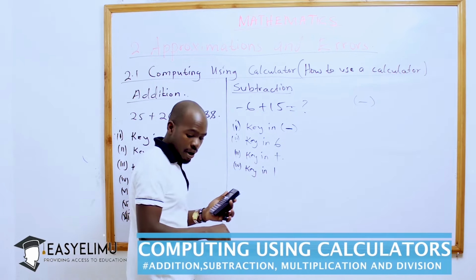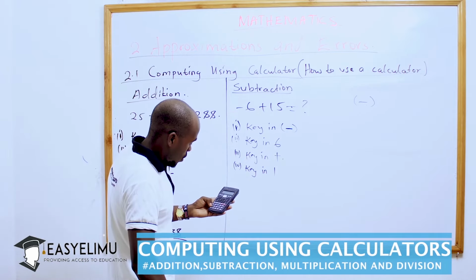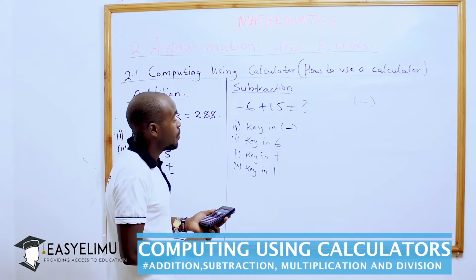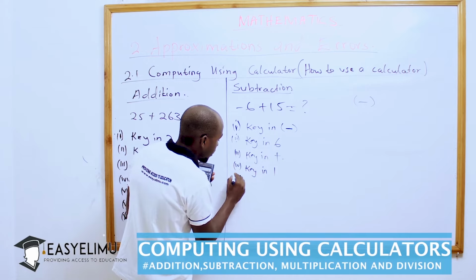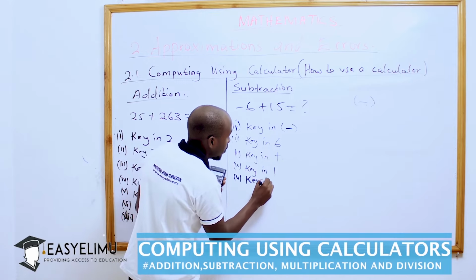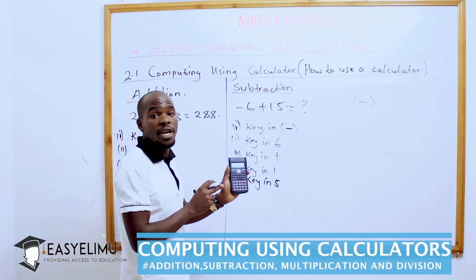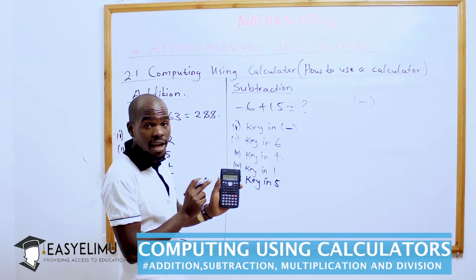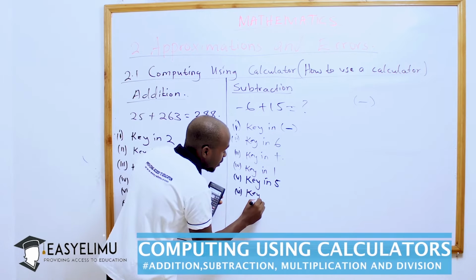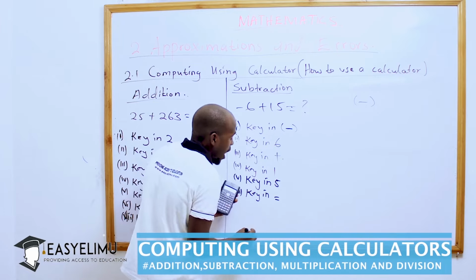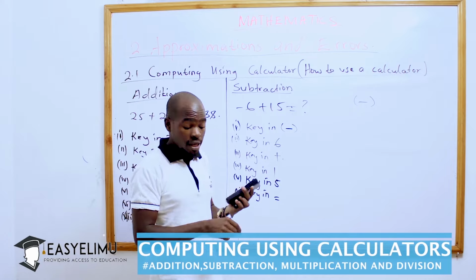Then for step 4, key in number 1. If you key in 1, you will find it displays on the screen. Then for the 5th step, key in number 5, and you will find the information also displays on the screen. Then for step 6, key in the equal sign.